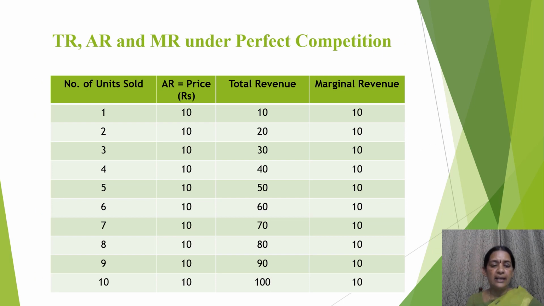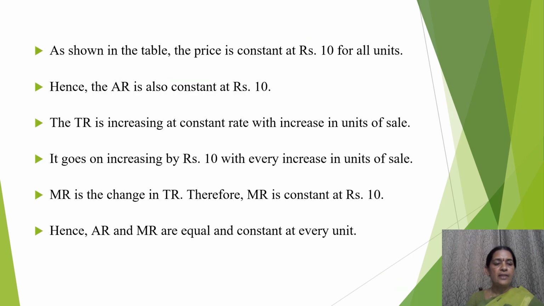This table shows the derivation of total revenue, average revenue and marginal revenue under perfect competition. Under perfect competition, average revenue is equal to price, which is equal to marginal revenue. As shown in the table, the price is constant at rupees 10 for all units. Hence, the AR is also constant at rupees 10. The TR is increasing at a constant rate with increase in units of sale. It goes on increasing by rupees 10 with every increase in units of sale.